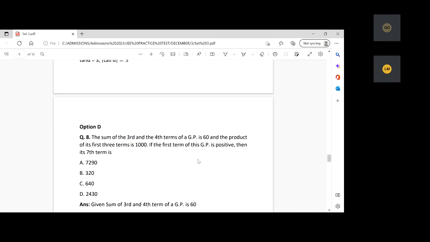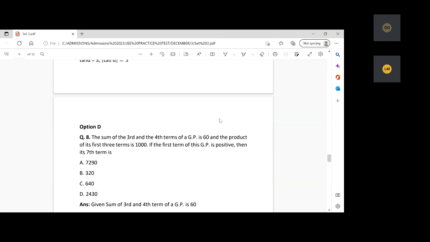It's given that the sum of the third and fourth term of the GP is 60, and the product of the first three terms is 1000. If the first term of this GP is positive, then the seventh term is. These types of questions are also really common. I hope you will try to solve it now.